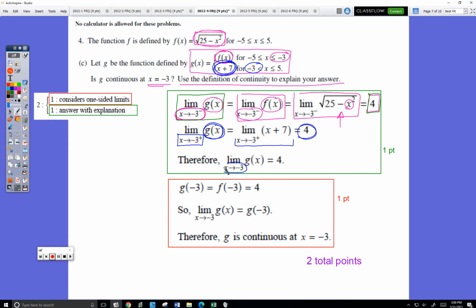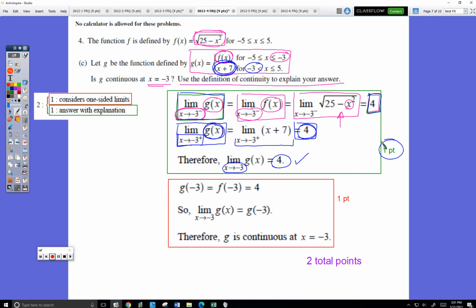Therefore, the overall limit is 4. You don't have to have this statement either. You just need to have this limit is equal to 4. And you have to have that this limit is also equal to 4. If you have those two items, you'll get this point.